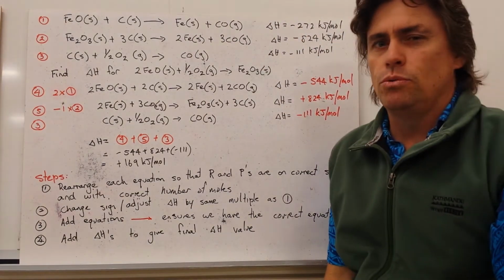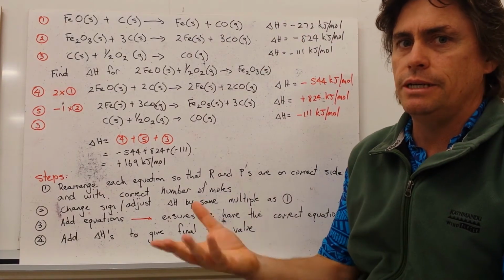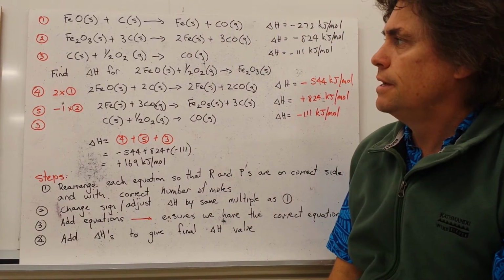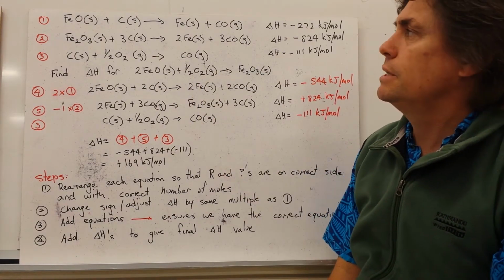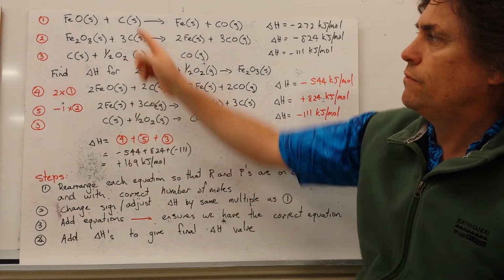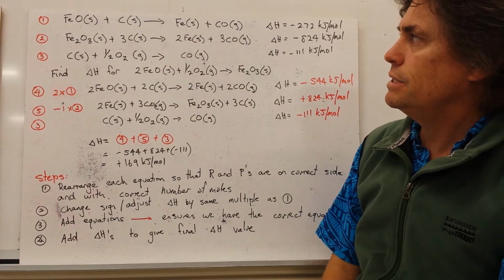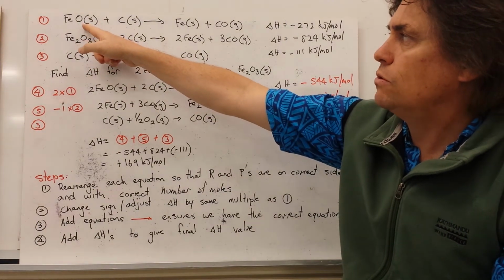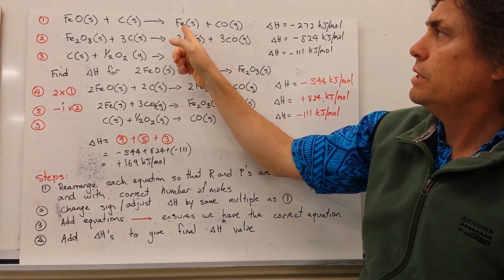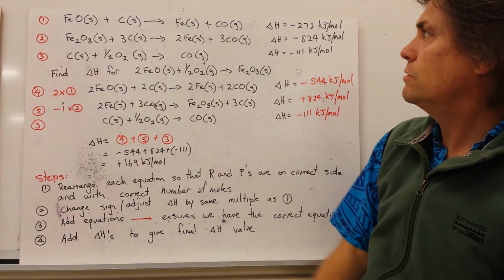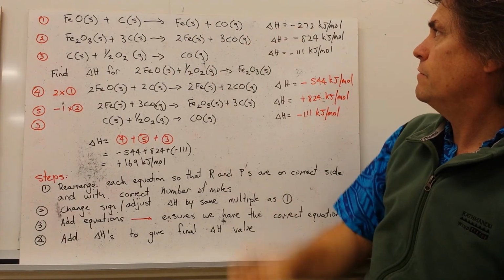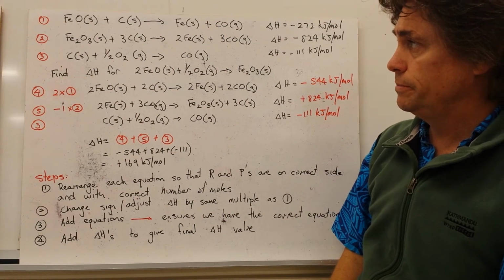The previous example was reasonably straightforward because we didn't have to manipulate the equations. However, this example we need to do something a little bit more complex. So we've got three reactions again, three standard reactions. We've got iron oxide plus carbon will give us iron plus carbon dioxide, and that has a change in enthalpy of minus 272 kilojoules per mole.